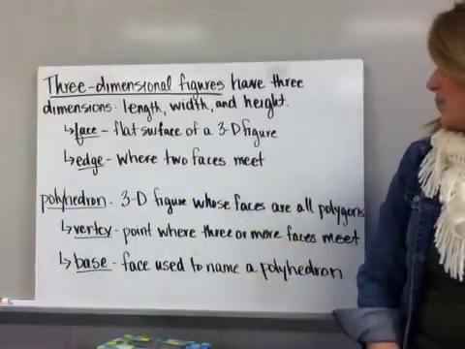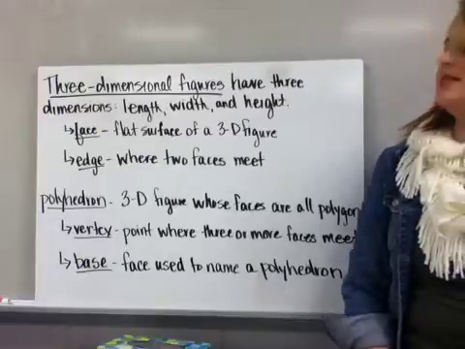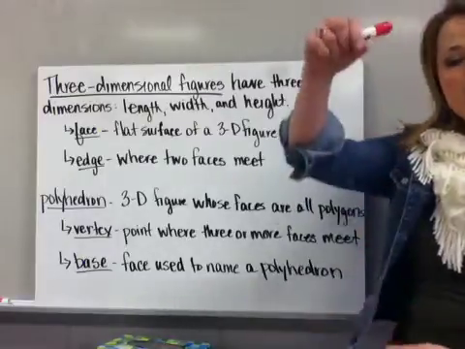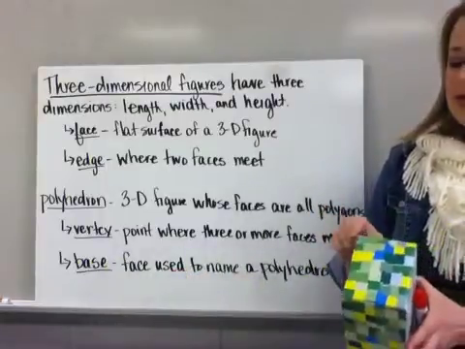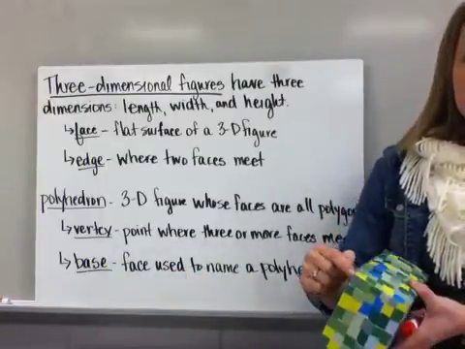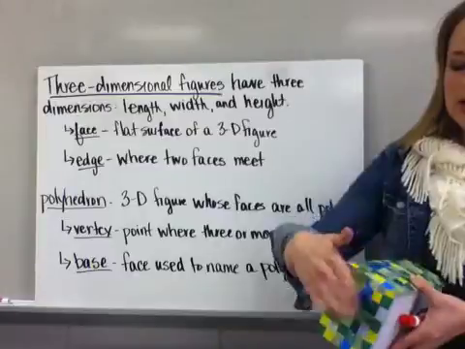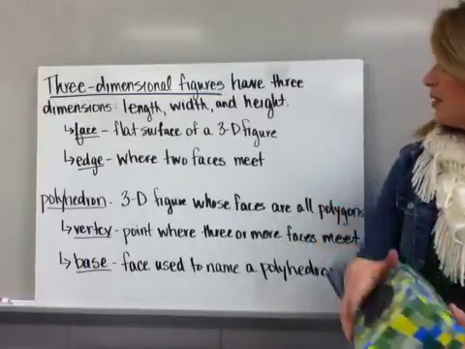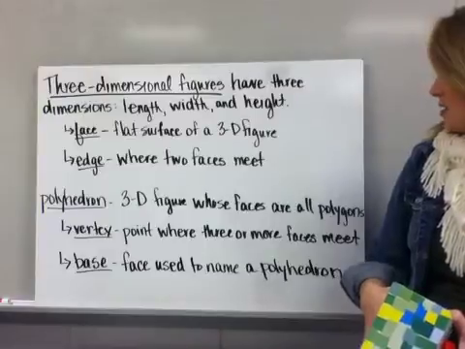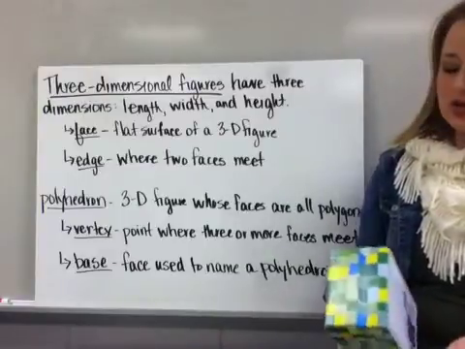The vertex is the point where 3 or more faces meet. Think about a pyramid. That point at the top would be called the vertex. Or on this prism right there could be called a vertex because I have 1, 2, 3 faces that are meeting at that corner.